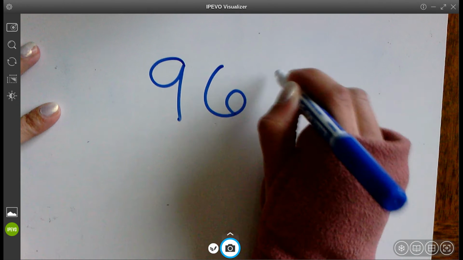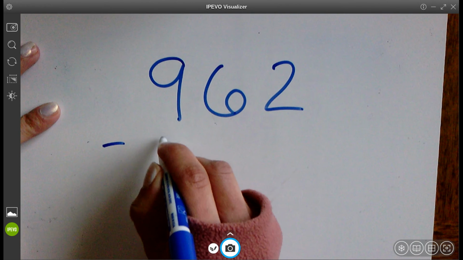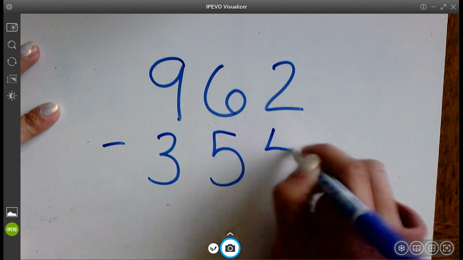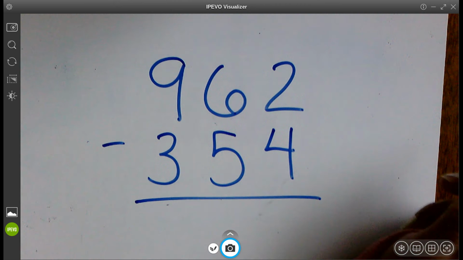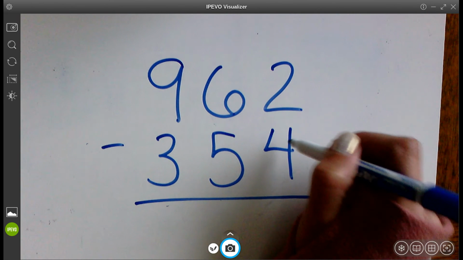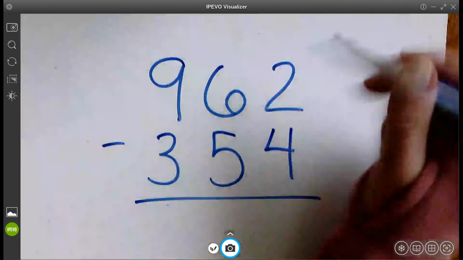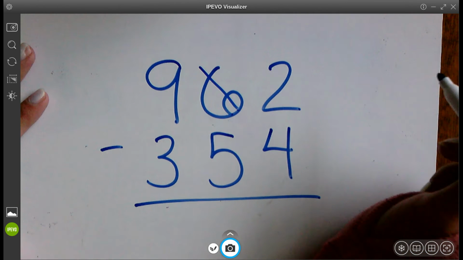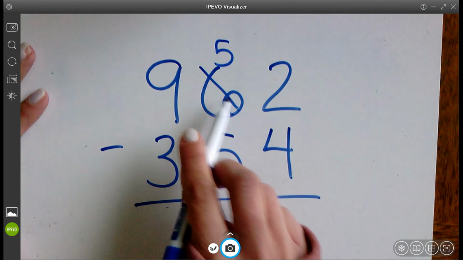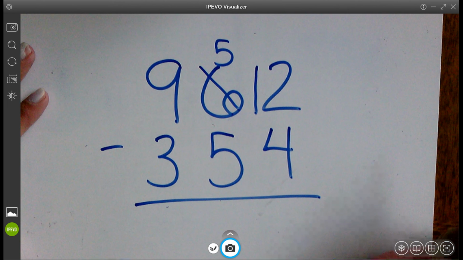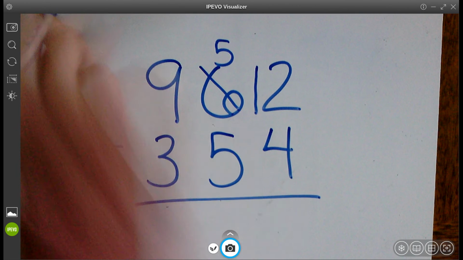All right, friends. Next up, we have 962 minus 354. All right, same thing. More on top or more on the floor? 4 is bigger, so I have more on the floor. So I have to go next door and get 10 more. So I'm going to cross off the 6. I'm going to regroup it into a 5 because I'm taking one of the 10s and I'm putting it here in the ones place. So 12 minus 4, I'm counting back 4.